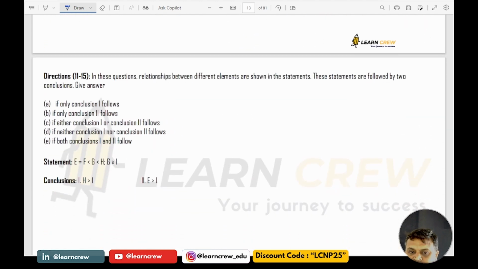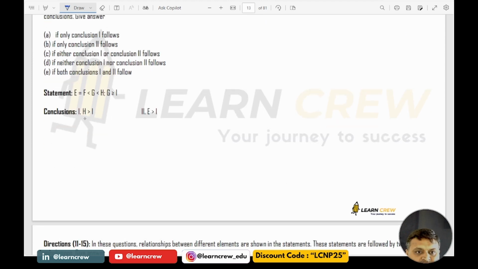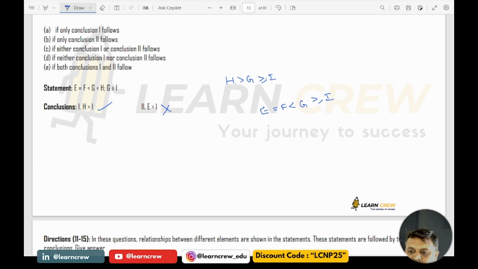Next, between H and I. H is greater than G, G is greater equal to I. So H greater than I is correct. Between E and I, E is equal to F less than G, G greater equal to I. So no relationship can be established because 2 kinds of inequalities are there.